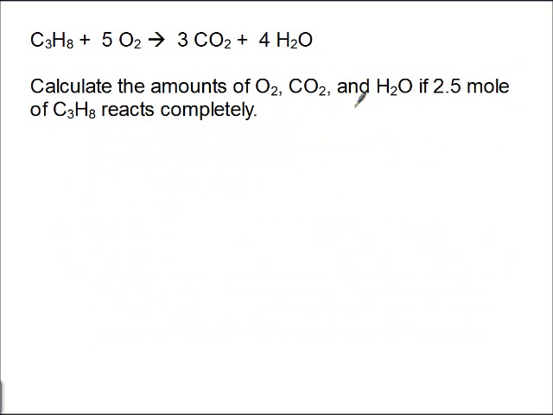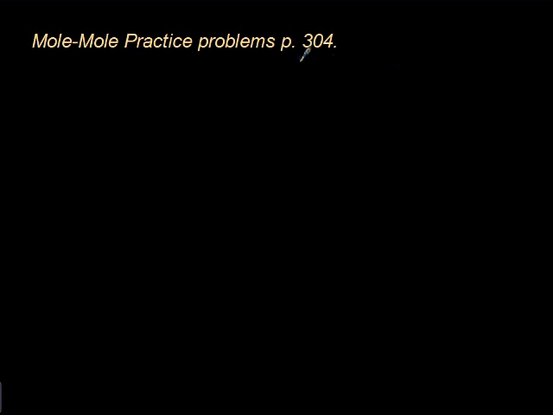Try the following one on your own. See if you can figure this out. If I have 2.5 moles of C3H8, how much oxygen would I need, how much carbon dioxide, and how much water would be made? Use those mole ratios. And then there's some problems on page 304 in your book. The answers should be in the back of your book, so check your answers. Can you do it? Can you do it correctly?